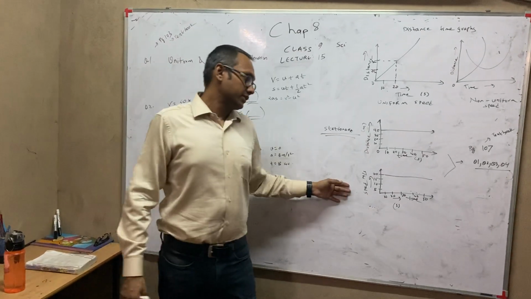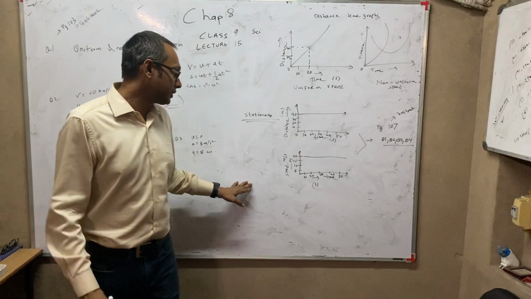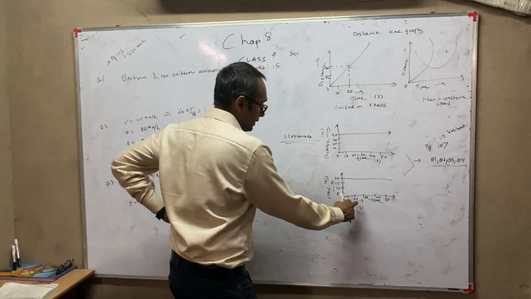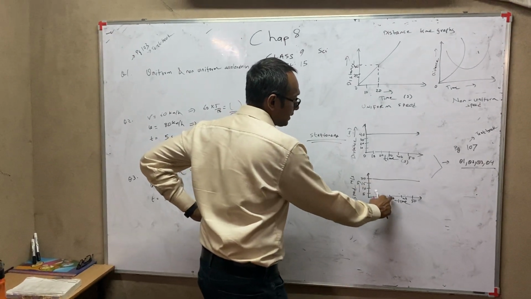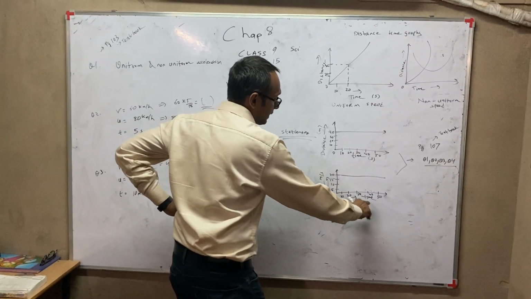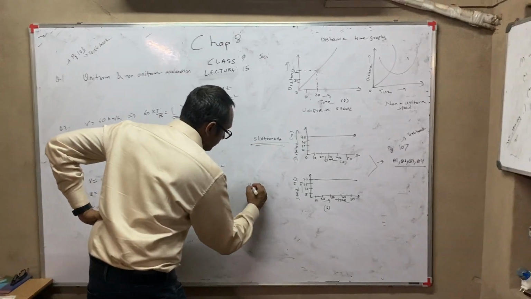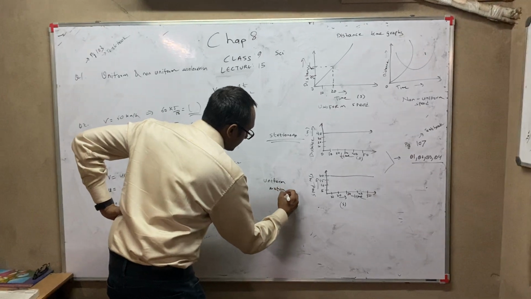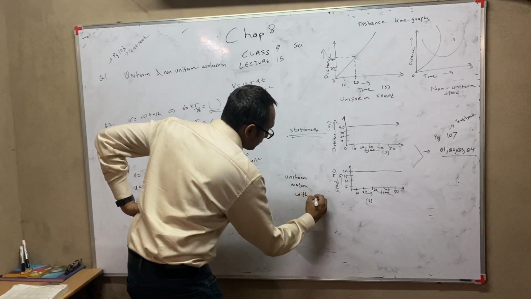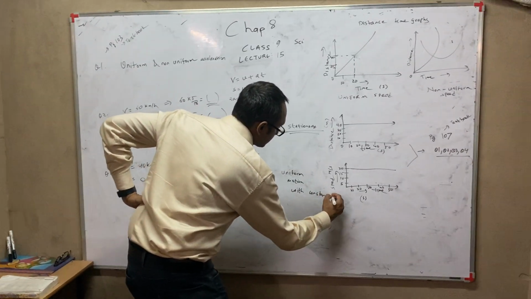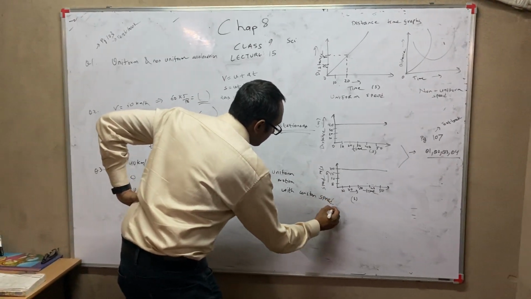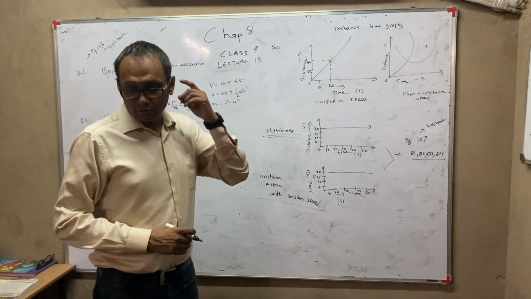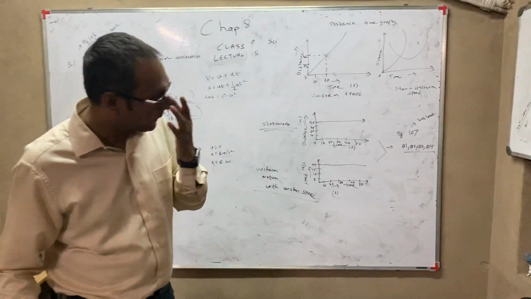Some children answer this question, saying, sir, he is stationary. No, he is not stationary. If you see, at 10 seconds his speed is 20 meters per second. At 20 also 20 meters per second. At 30 also 20 meters per second. So that means this is uniform motion with constant speed. So that's the motion it is. So you remember to distinguish between that.